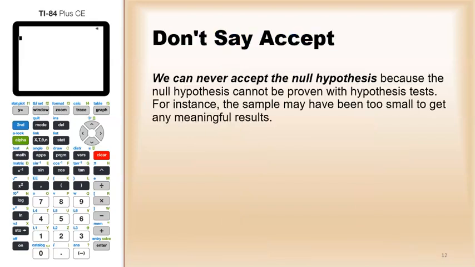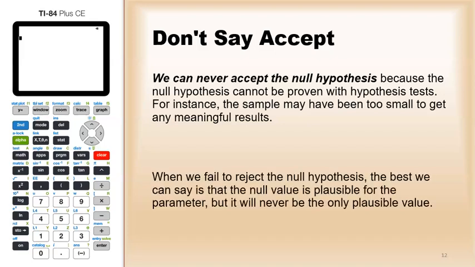Just as a general rule, we either reject or fail to reject the null hypothesis. We will never say we accept it, because the null hypothesis can never actually be proven to be true. For instance, the sample could just be too small to get meaningful results. So when we fail to reject the null hypothesis, the best we can say is that the null hypothesis is plausible for the parameter, but it's never going to be the only plausible value.